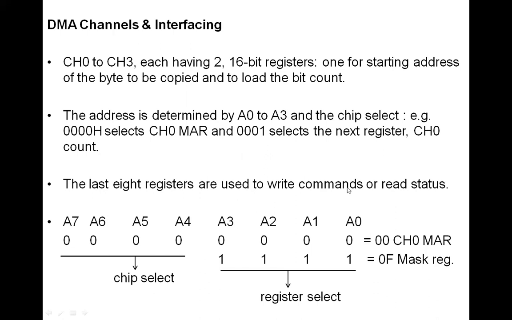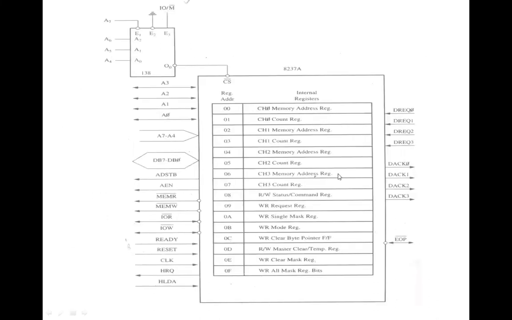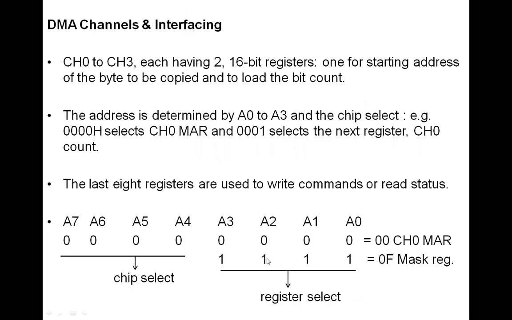The last 8 registers are used to write the commands or read the status. We have channel registers. Besides that, we have some more registers: read, write, count, command register, write, request register, write, single mask register, write, mode register, write, clear byte pointer, read, write. These are certain other registers which are also accessed by the microprocessor by their own addresses, and they are especially meant for writing the commands or reading the status. This is how it is going to be selected. A0 to A3 select the individual channel register, and along with A4, A5, A6, it is going to select the different registers. So this is about the DMA channels and the interfacing.